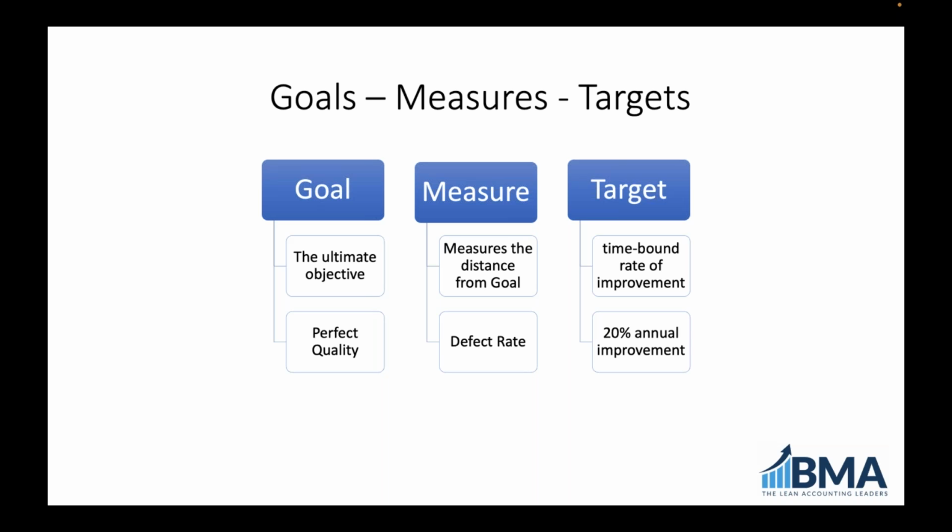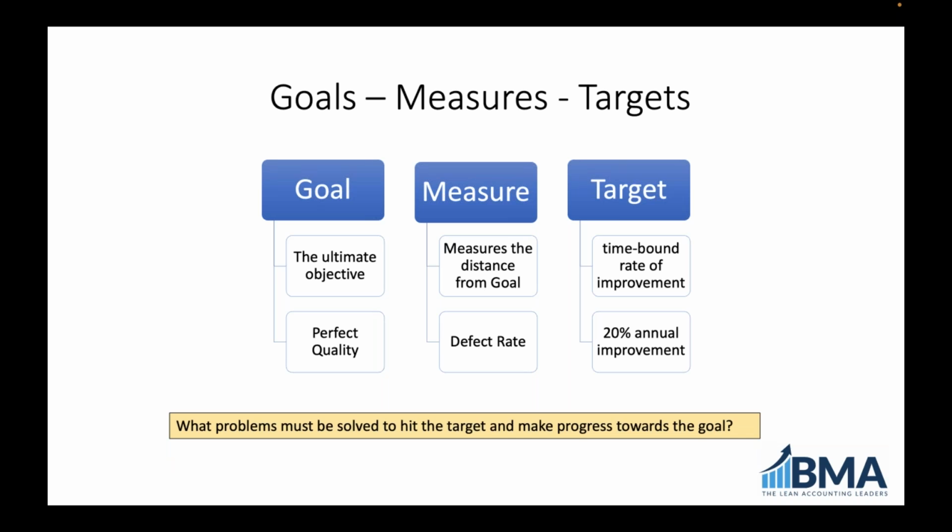You could have a daily target of, for example, schedule attainment. You could have a target to make improvement. But it's important to have all three aspects in your performance measurement system. So right now, and that's what the targets do.